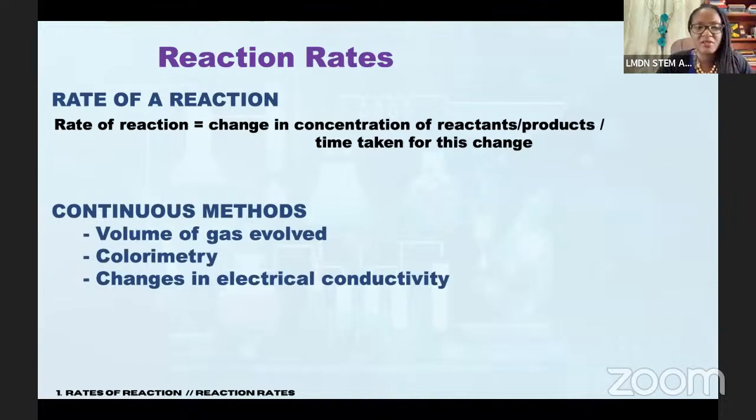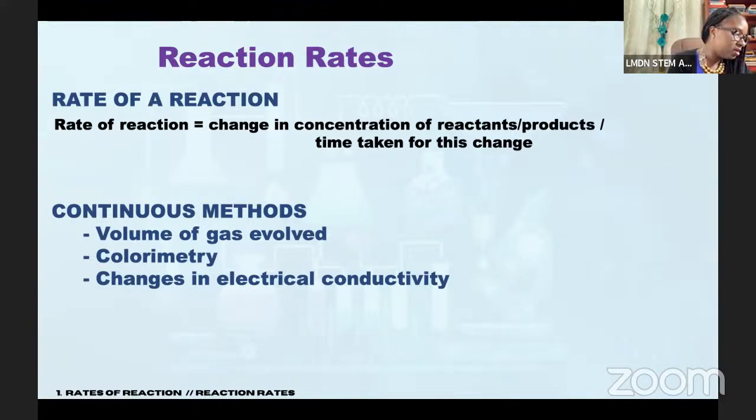So for the continuous method, for example, you might want to look at the volume of gas evolved over time. If you have a gas phase reaction, maybe you want to see how much gas evolves over a specific amount of time, right? So you start your reaction, you start your clock, and immediately you start measuring the volume of a gas, right? And you can use a syringe. Typically you use a gas syringe to measure that change in volume, or that evolution of volume of that gas over time. So that's one way of measuring rate. So you see how that volume changes over time.